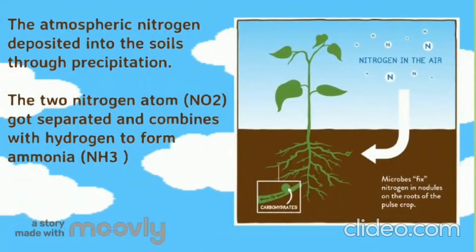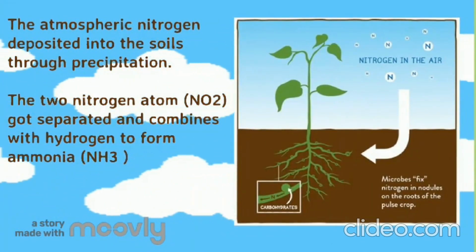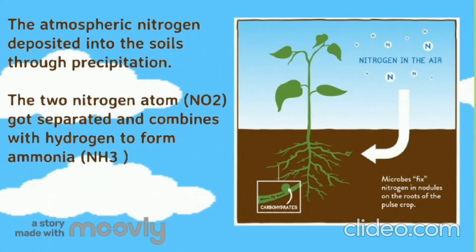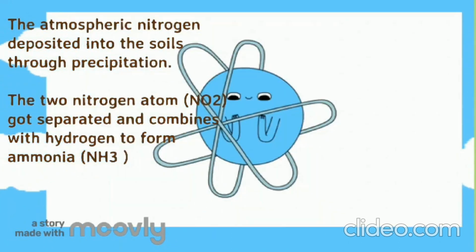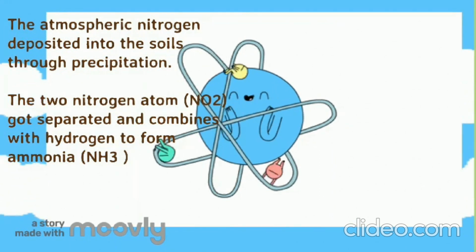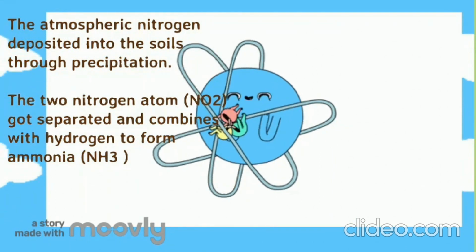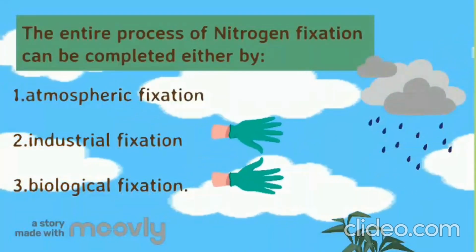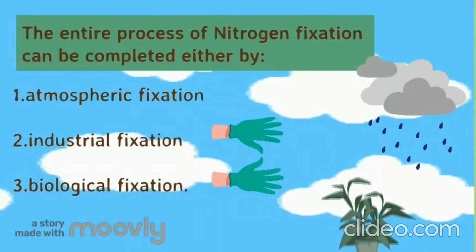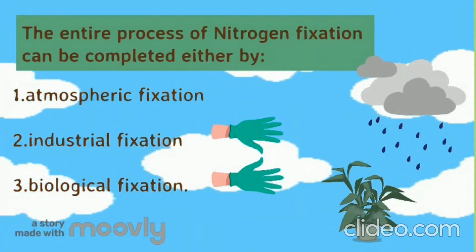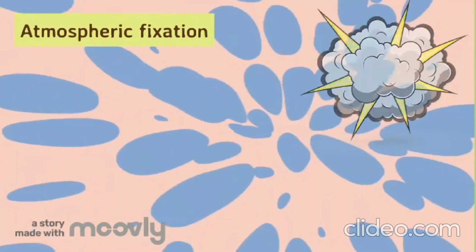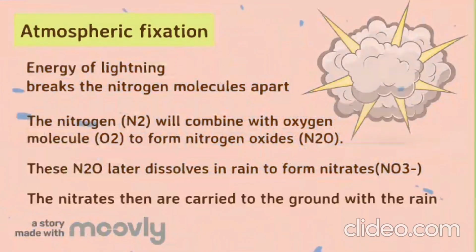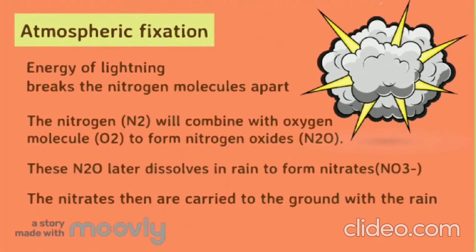In the nitrogen fixation process, the atmospheric nitrogen is deposited into the soil through precipitation. Then, the nitrogen gas undergoes a set of changes in which the two nitrogen atoms get separated and combine with hydrogen to form ammonia. The entire process of nitrogen fixation can be completed either by atmospheric fixation, industrial fixation, or biological fixation.